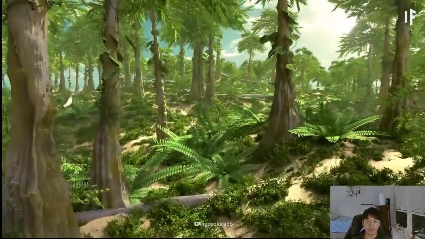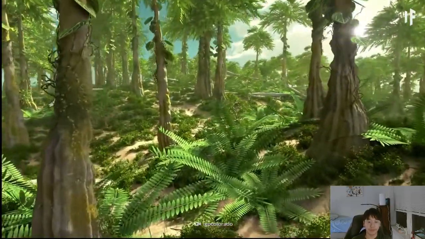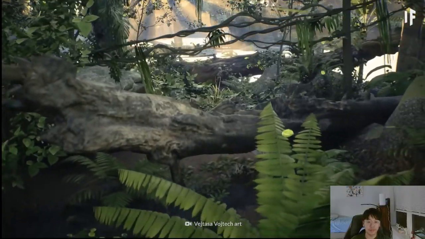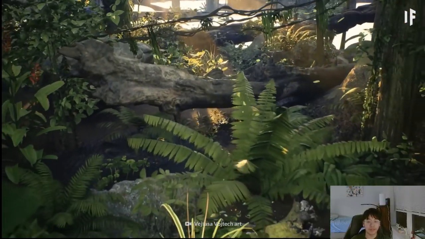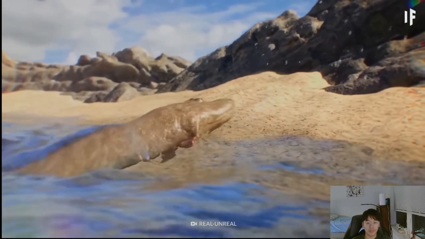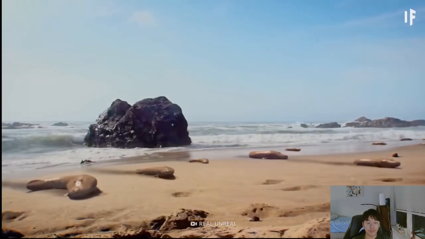Somewhere between 420 to 350 million years ago, the first trees arose from Earth's soil. And the first animals made their way to land, too.